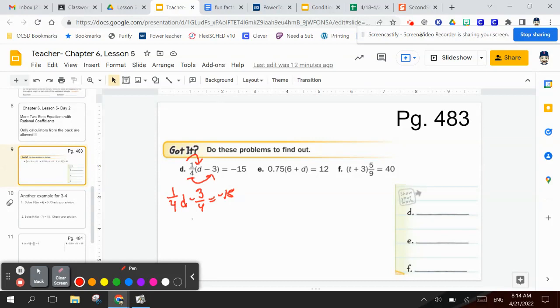So to solve, since I'm going to add 3/4 to negative 15, I get, which is negative 14 and 1/4 equals 1/4 D. So then I divide each of those by 1/4 to get D equals, divide this by 1/4, I get 14 and 1/4 divided by 1/4, and I get D equals 57.